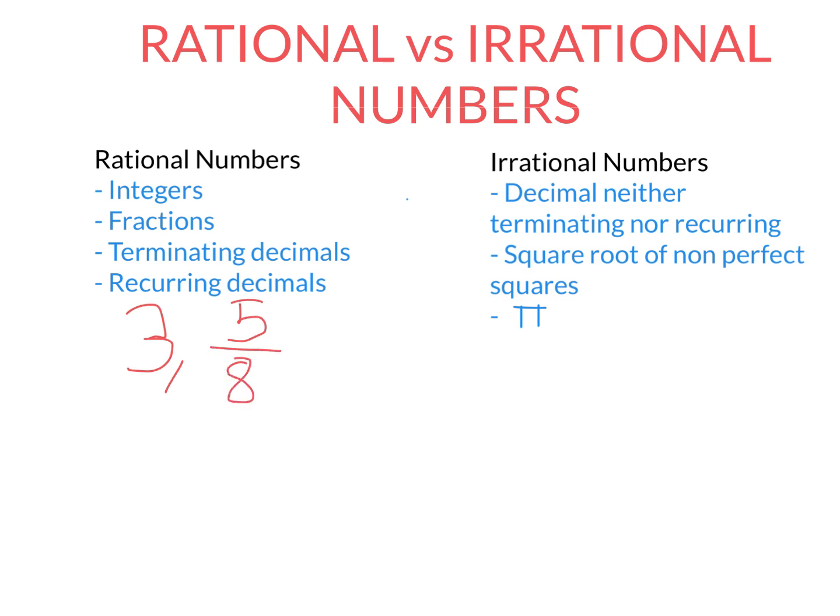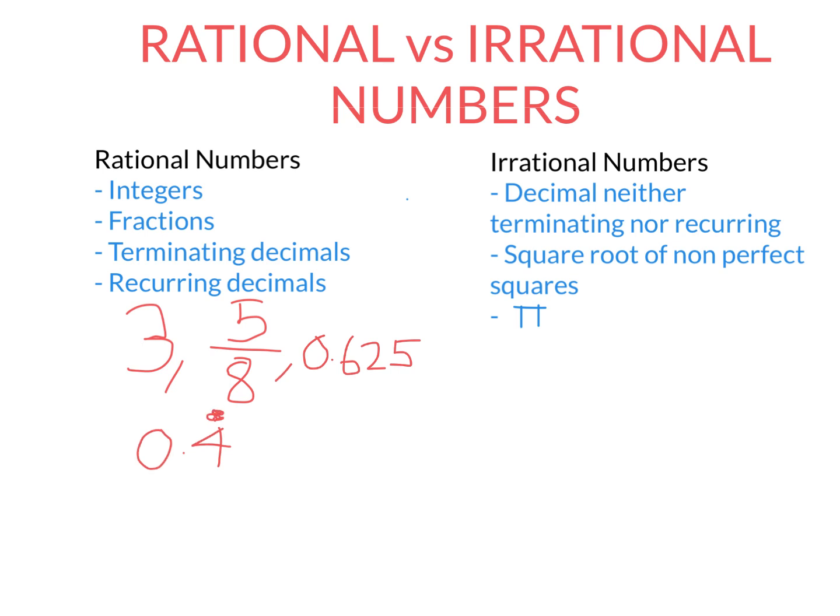Any fraction with integers like 5/8, that is rational. And we know that fractions always have either a terminating or recurring decimal. So that means they must also be rational. 5/8 is the same as 0.625. They're literally the same number. So 0.625 is rational. It's a terminating decimal. Any recurring decimal, let's say 0.4 recurring, that will be rational.